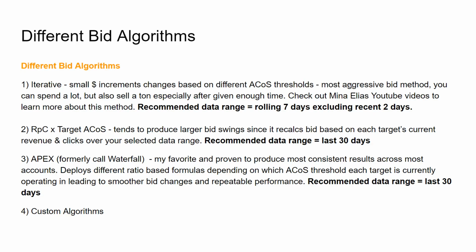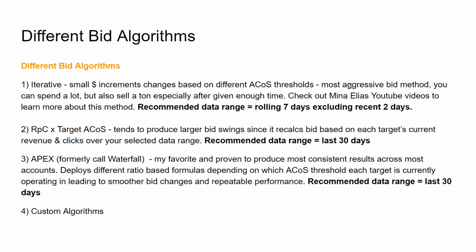All right, so I mentioned the bid algorithms briefly in the previous slide. There are 3 core ones right now we have integrated. The iterative method is based on small fixed dollar increment changes based on different ACoS thresholds. So this is made famous by Meniel Elias. If you haven't checked out his stuff, definitely check it out. He's the man when it comes to PPC. He sells in supplements, and this specific method, we've tested this on a couple different accounts, and a couple of them are supplements, and they tend to do very well.